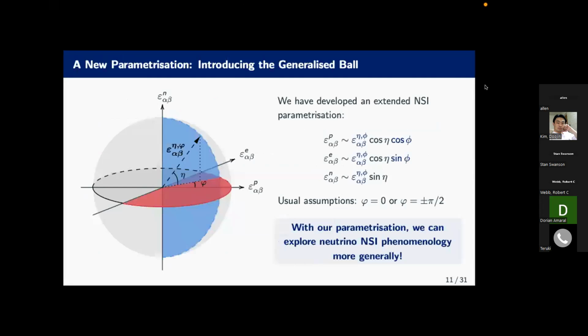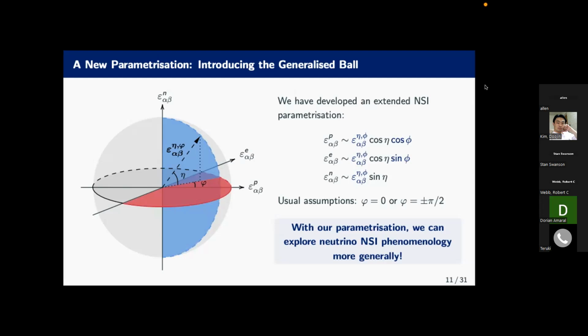Now, perhaps it's not groundbreaking, but if you have a circle and you want to generalize it to another dimension, you may be a student. So our parameterization includes this separate angle over here, this phi angle, which allows you to project into the electron direction, which was assumed before to have phi ranges.